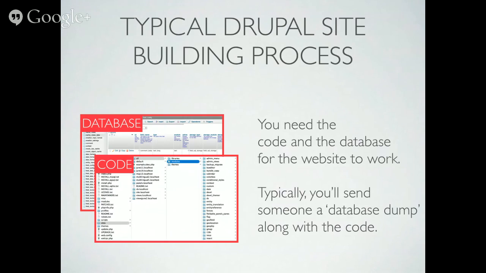So typically when you're working on a Drupal website, you need the code of the website for it to work, but you also need the database. Without the database, you're going to be missing all of your customizations, all of the configuration that you've worked on when you were building the site. So typically when you're working on a Drupal site and you want to give the site to someone else to look at, or you want to launch your website, or you want to work on the website with another developer, you'll need to send them a database dump along with the code. It's not just enough to send them the code, you also need to send them the database.